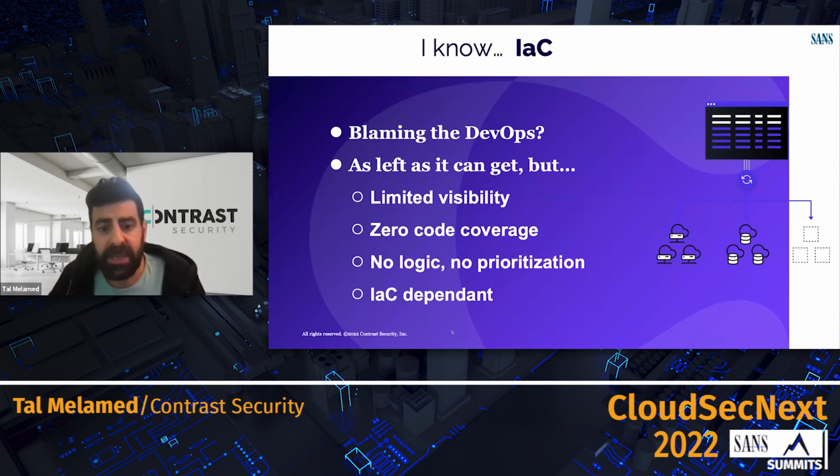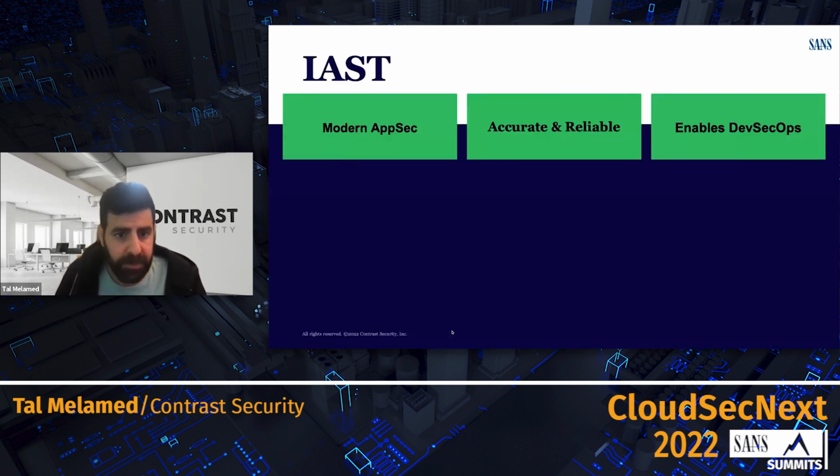And yes, we can scan them for security, which is great. There are some great tools out there, and I recommend you use them. But they still give you zero coverage for your code. Yes, you can find some misconfigurations: your S3 buckets are open, or your databases are not encrypted correctly. But you still don't have any coverage for your code. Right, so we can run IAST, right?